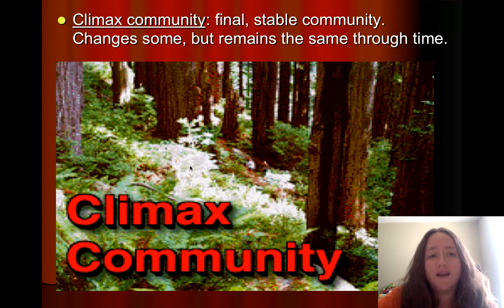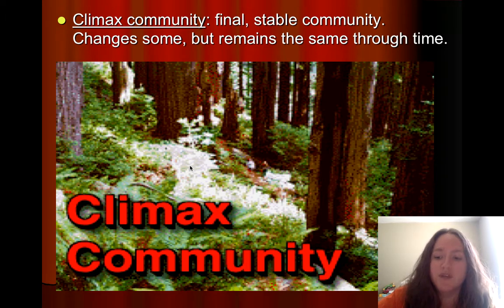And finally, our last community, we call this a climax community, is a final stable community with lots of trees and oaks and things like that. It does change some, but pretty much it's going to remain the same through time unless you end up having one of those events, a meteor blast, a hurricane, a volcanic eruption, any of those kinds of things.